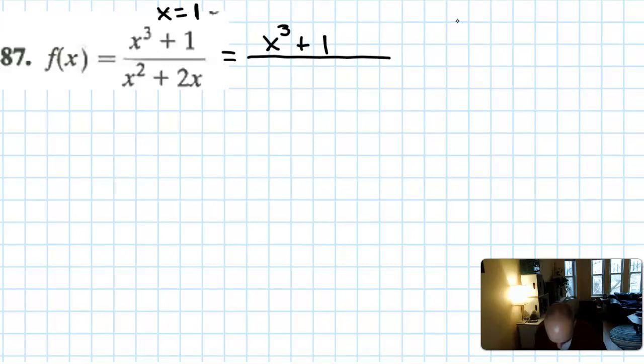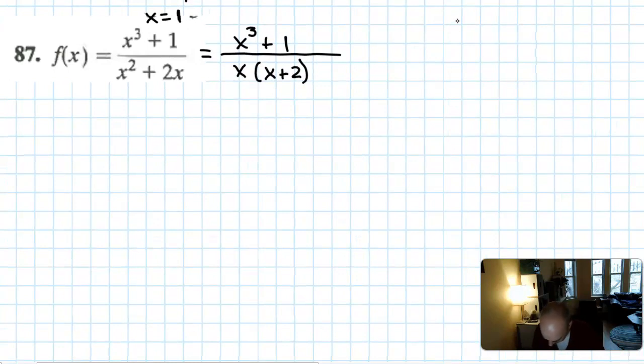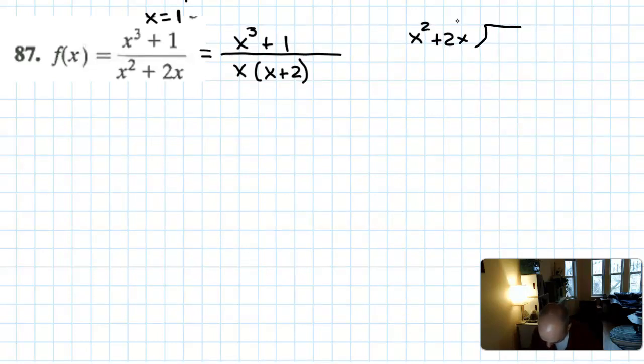And the bottom one does factor. It's x times x plus 2. Last time I did the division last. Let's go ahead and do the division first, just so we get everything here. So we're taking x squared plus 2x and dividing it into x cubed plus 0x squared plus 0x plus 1. And let's see what happens.